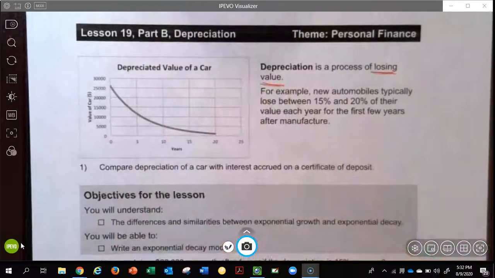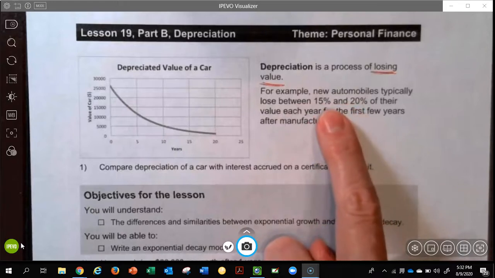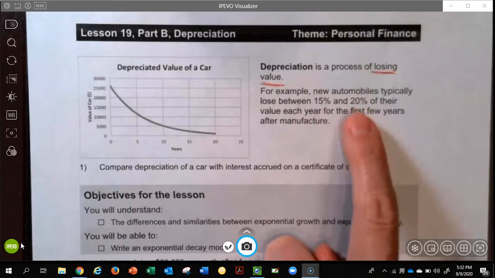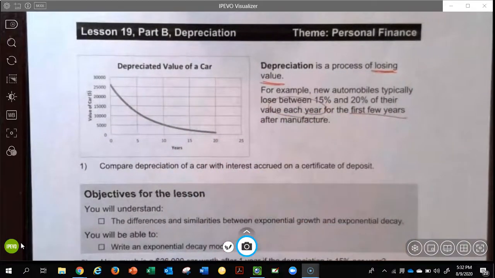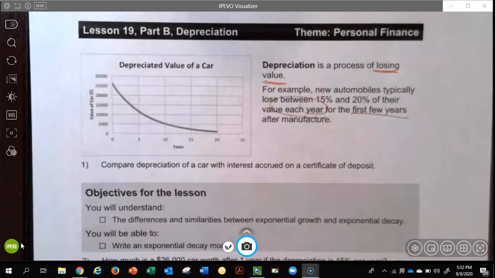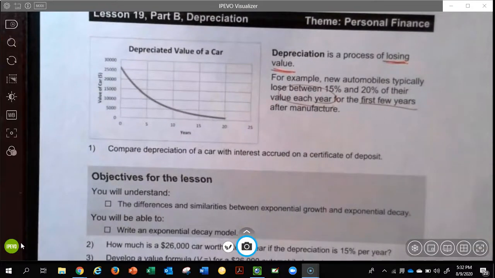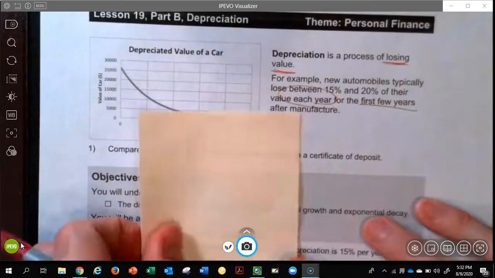When we did Lesson 19A, our certificate of deposit was gaining money. For example, an automobile. You drive it off the lot and it's already lost money. So it loses between 15 to 20% of its value each year for the first few years after manufacture. Something good to know, and then they give us a picture. This is depreciating, and it is depreciating exponentially.